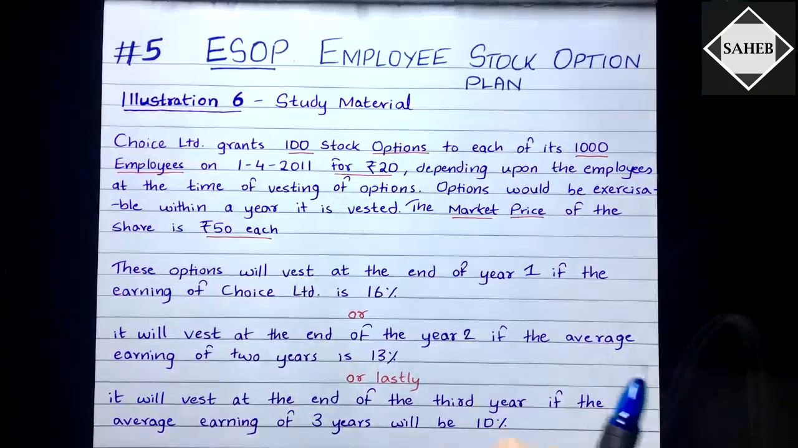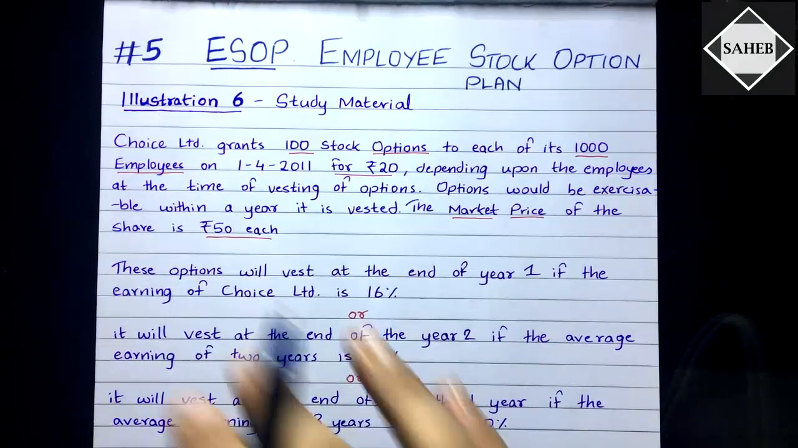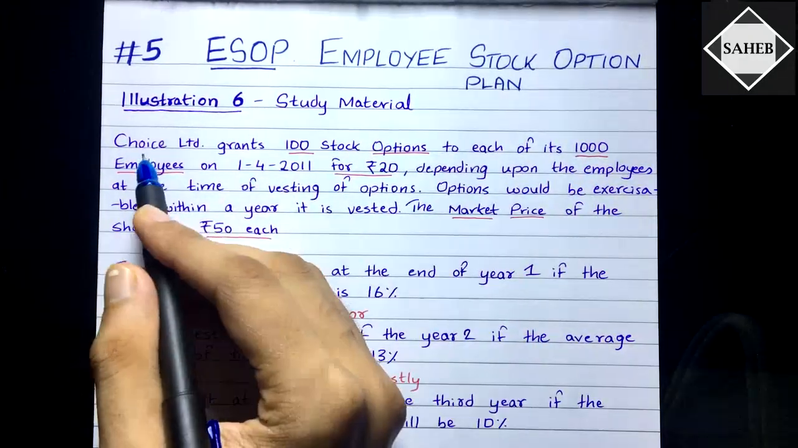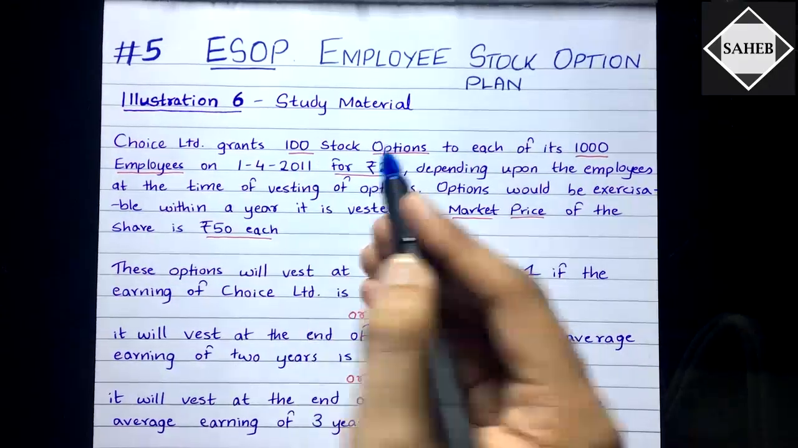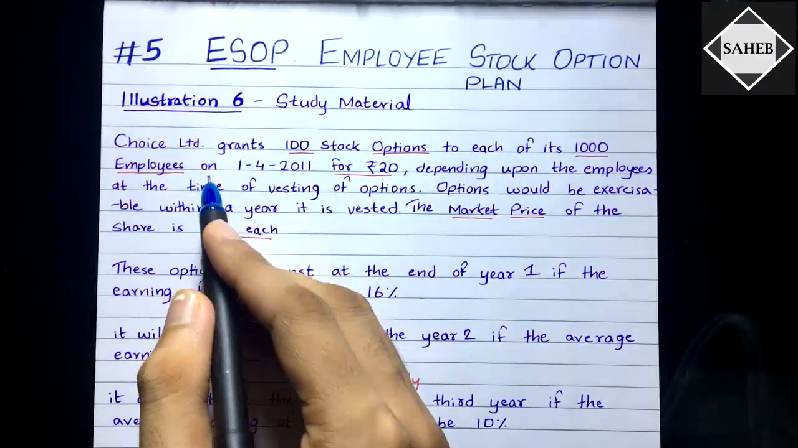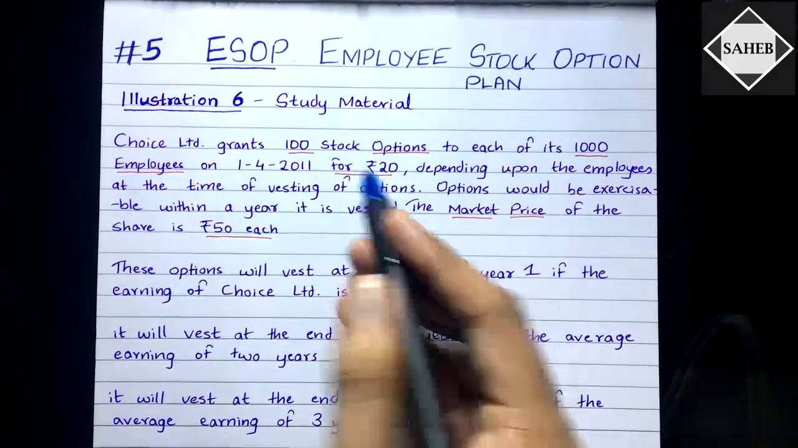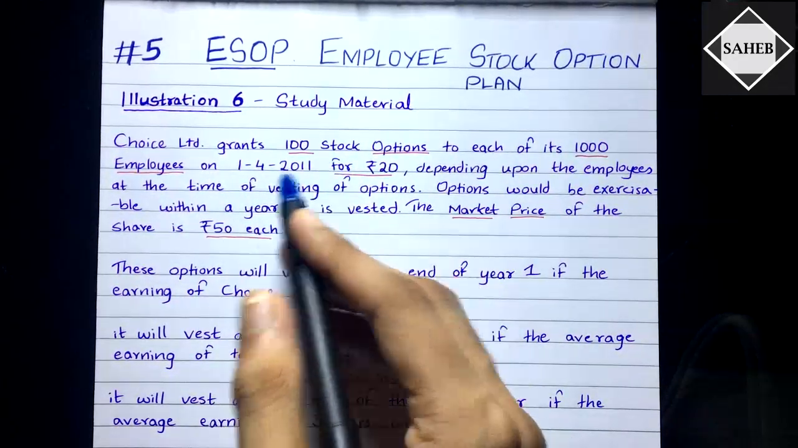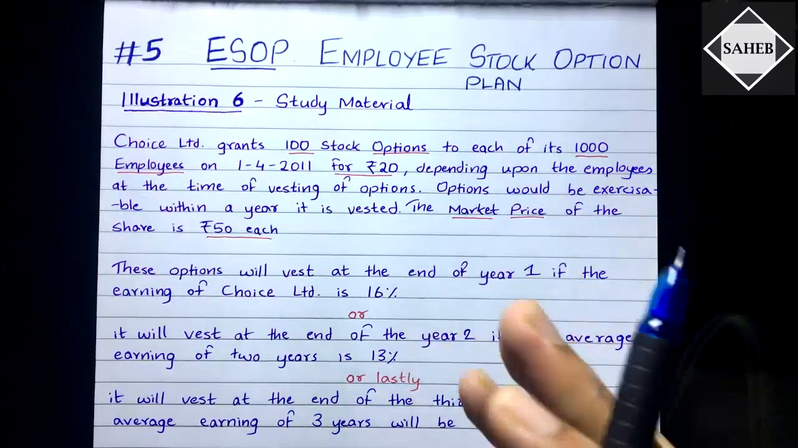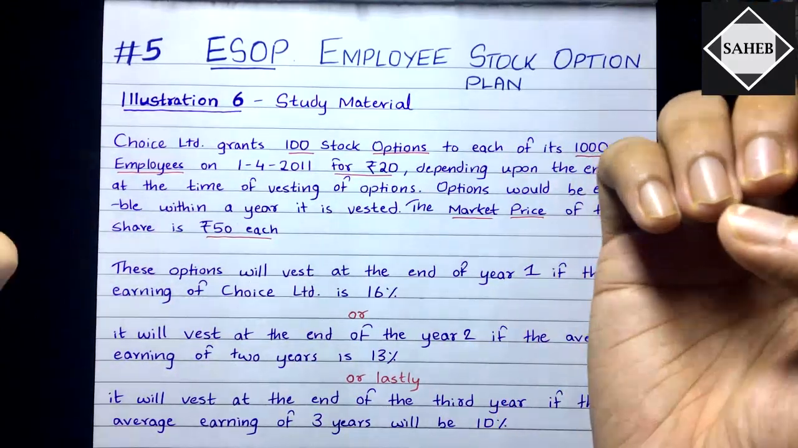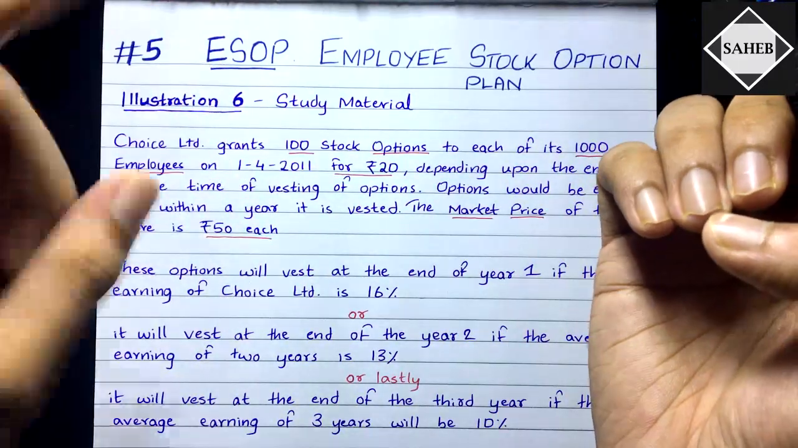Now here we have the question. Let's go through it once. Let's try to understand what is happening over here. So see here, Choice Limited grants 100 stock options to each of its 1,000 employees on 1st April 2011 for rupees 20. So till here we come to know that this company is offering 100 stock options to each of its 1,000 employees, right? So that means 1,000 employees are there and 100 stock options are being offered to each of the employees.